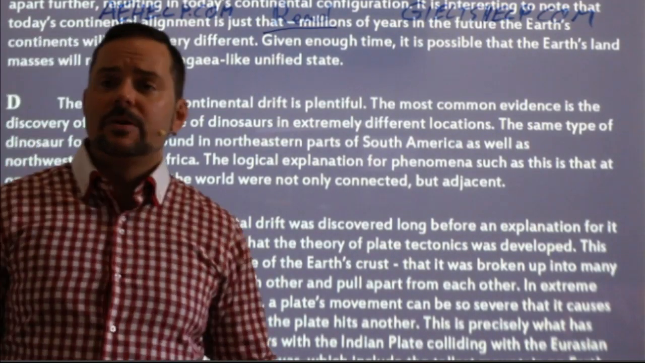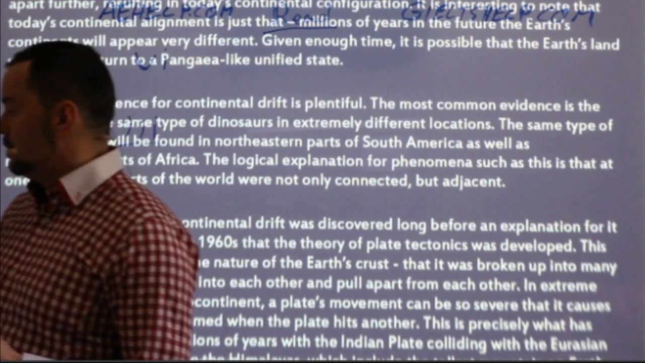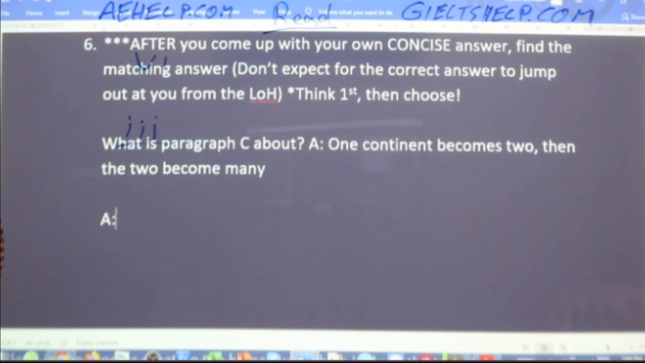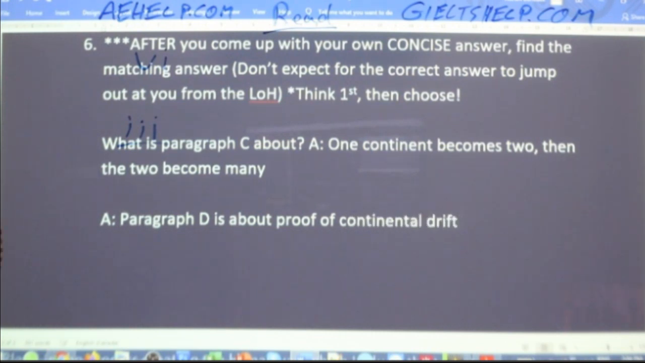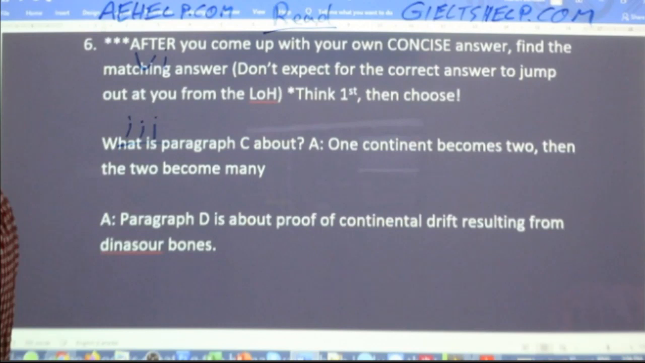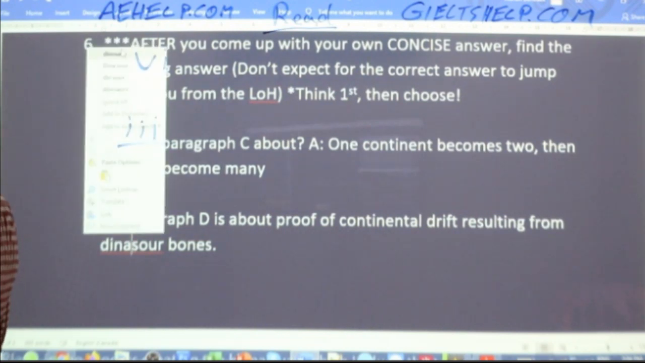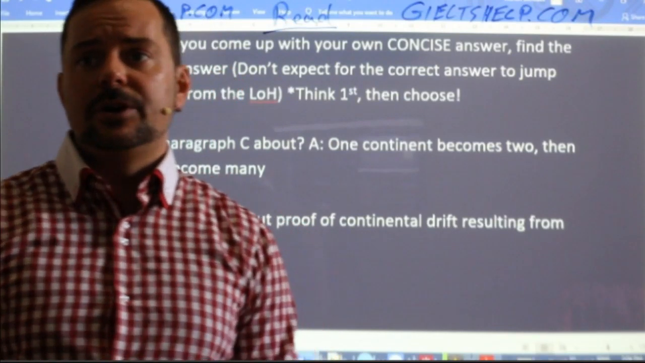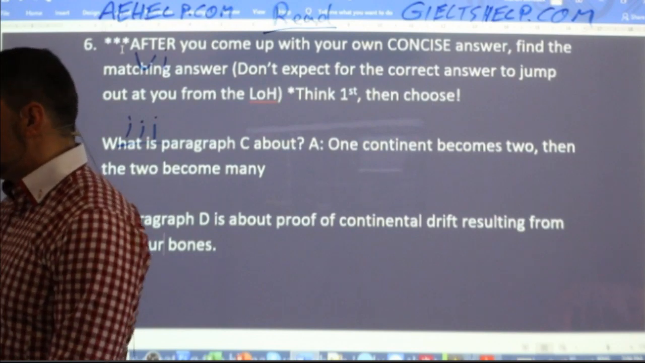Okay, what is paragraph D about? I think many of you will answer that paragraph D is about proof of continental drift resulting from dinosaur bones. Okay? All right. Hemon says fossil evidence of the theory. Yeah, so fossil evidence, right?